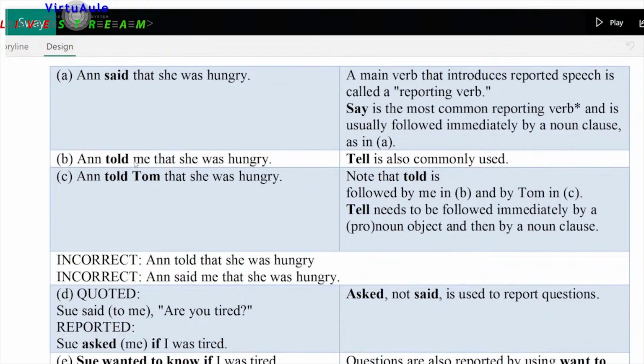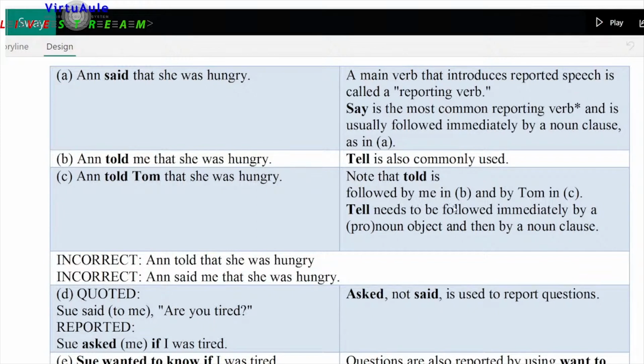B, Anne told me that she was hungry. Tell is also commonly used as a reporting verb. Now, notice that after tell, I can use me. Anne told me that she was hungry. I cannot do that with say. I cannot say Anne said me that she was hungry. Anne told me. I can also use another person. Anne told Tom that she was hungry.